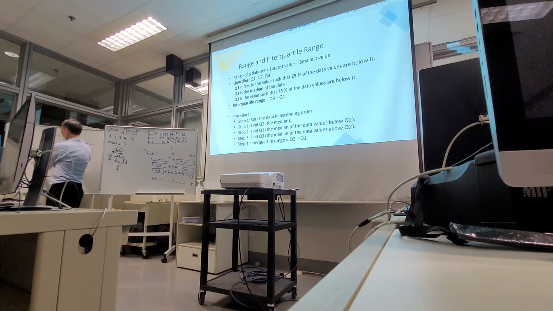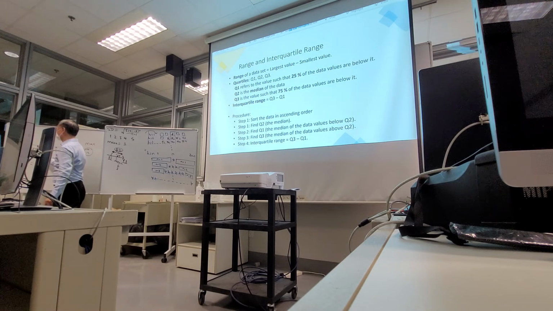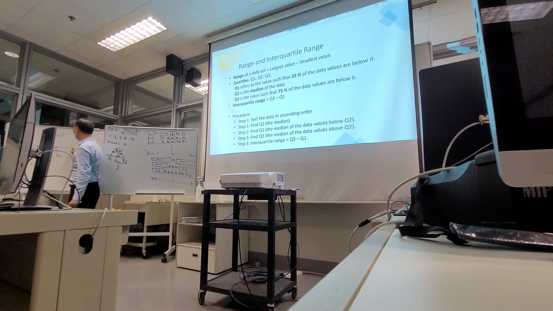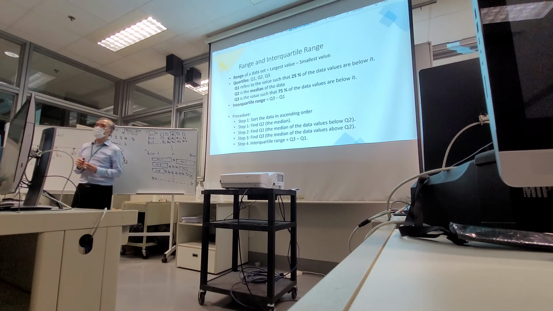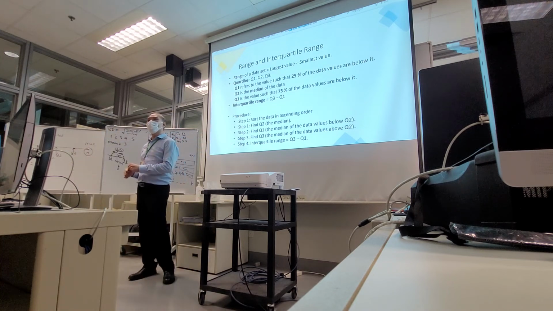When you have a median, you cut the data set into two parts, left and right, correct? You take the middle value of the lower part, and this is called the lower quartile. You take the middle value of the upper part, and this is called the upper quartile. That is what all this is about.